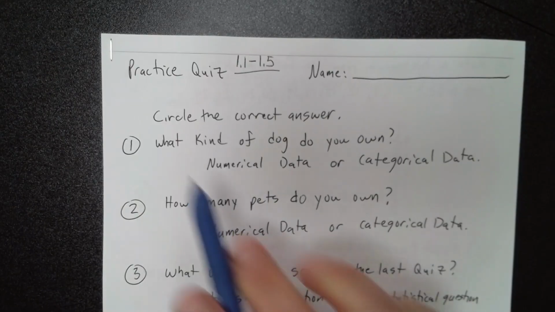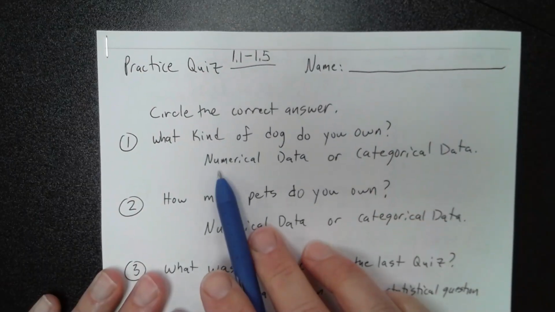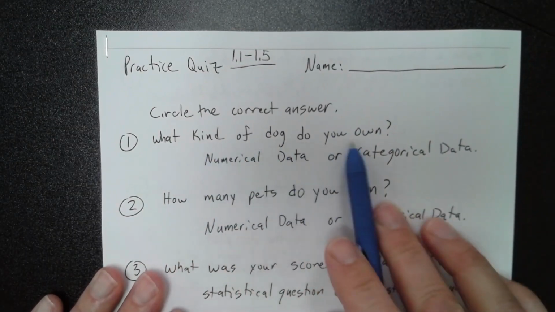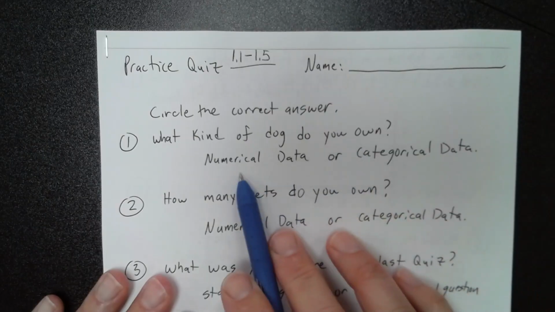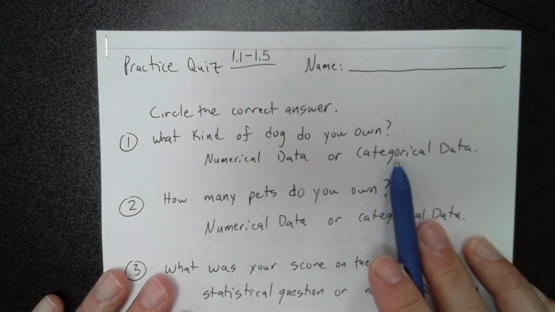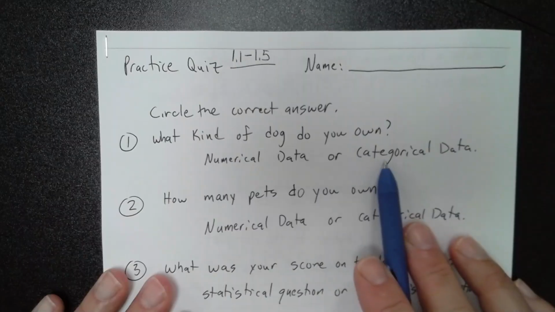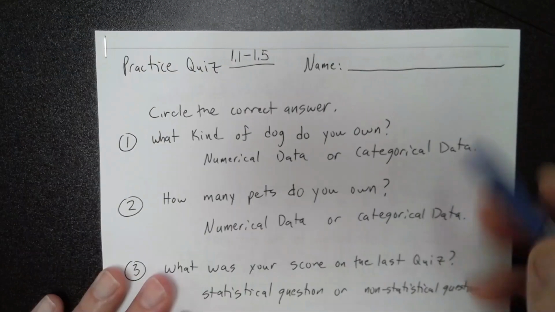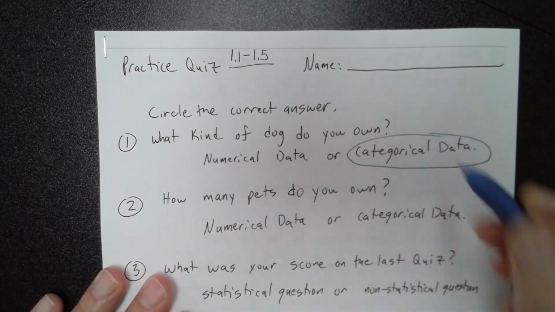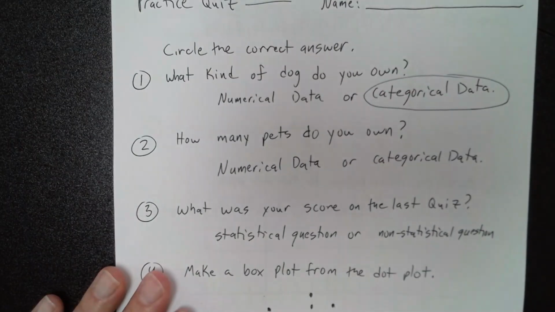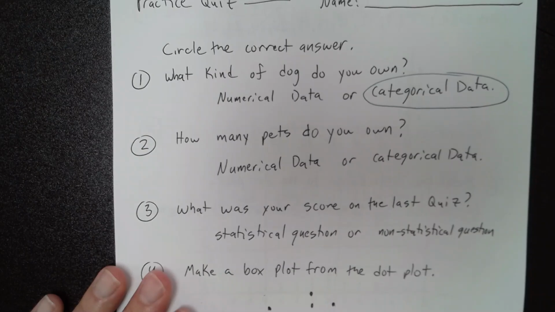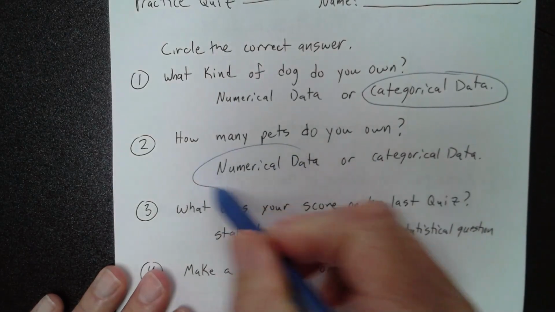Okay, you're supposed to circle the correct answer here. It says, what kind of dog do you own? So there's two kinds of data. There's number data and category data, which is like words. So what kind of category it is, that would be a word, and what kind of dog you have is words. So we would circle that one. How many pets do you own? That is a number answer, so that's numerical data.